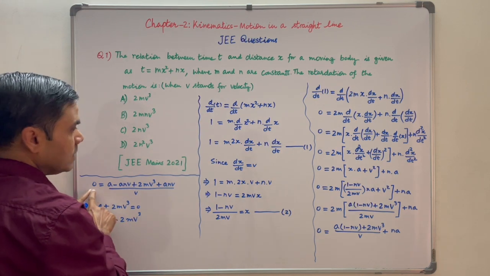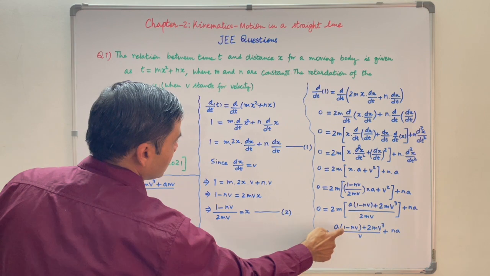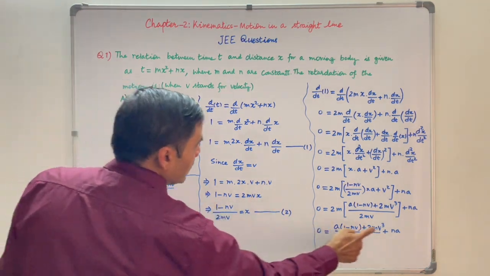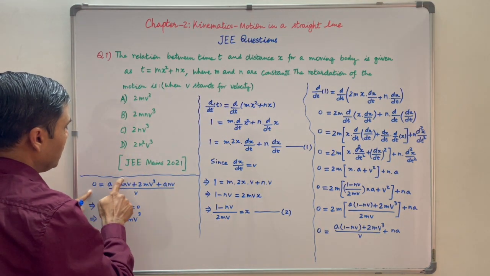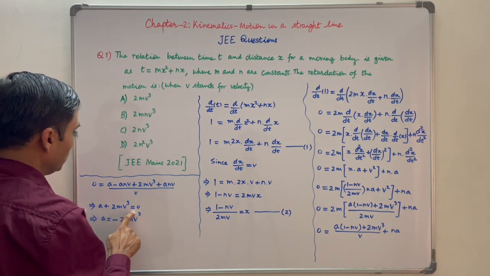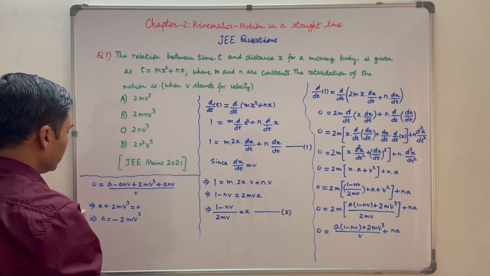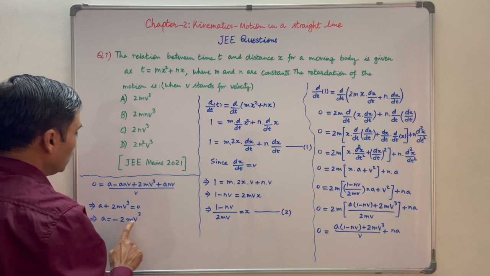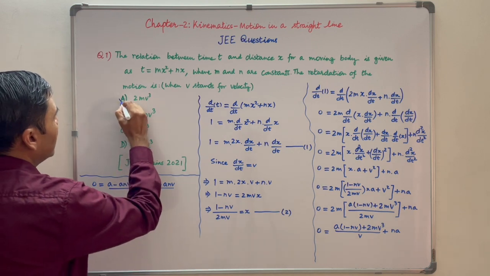So it will become 0 is equal to a into 1 minus nv. When you open the bracket, it will be a minus anv plus 2mv cube plus anv. Now plus anv and minus anv will get cancelled out. So it will become a plus 2mv cube is equal to 0, or a is equal to minus 2mv cube. Negative sign shows retardation. So retardation will be equal to 2mv cube and the correct option will be option A.